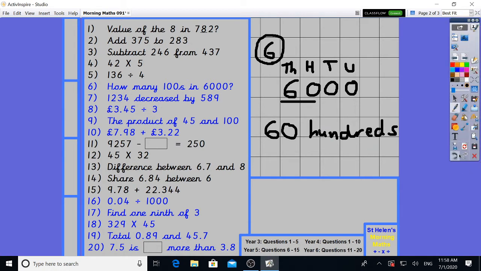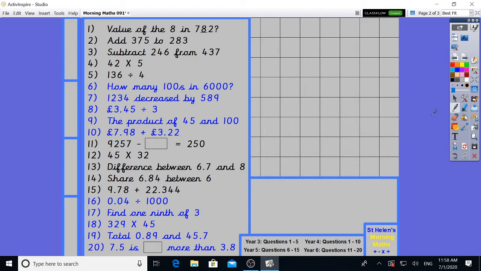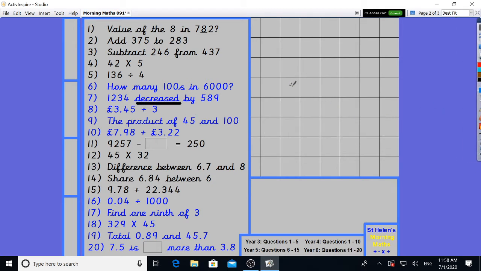And question 7. We've got decreased this time. Do you know what decreased means? It means going down, it means take away. Biggest number at the top, 1, 2, 3, 4. Take away 589. Be careful with your lining up. It's lining up down the right. So that means you have a gap here.